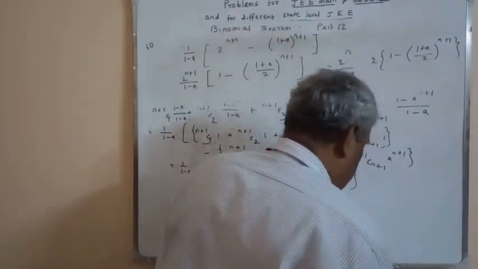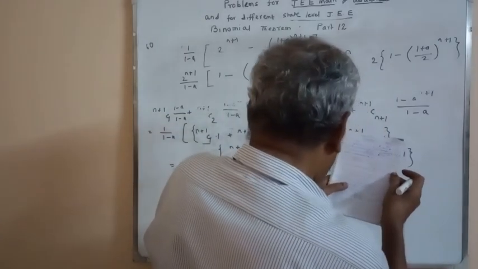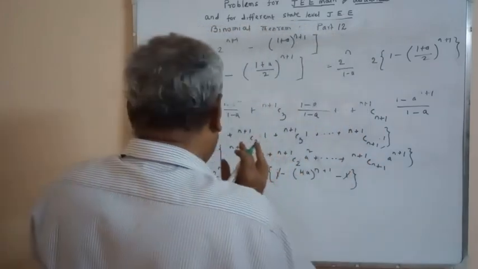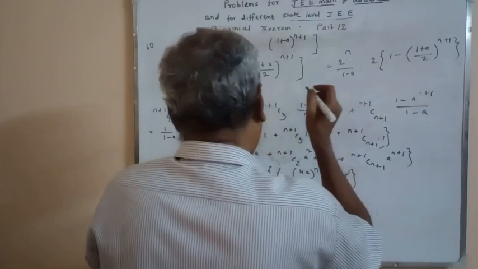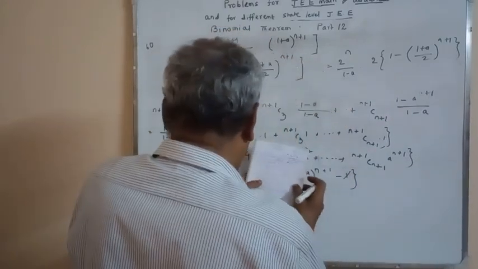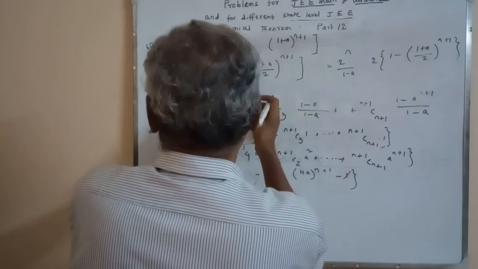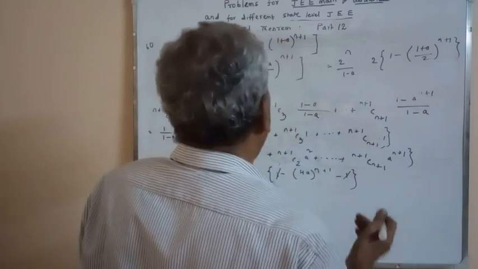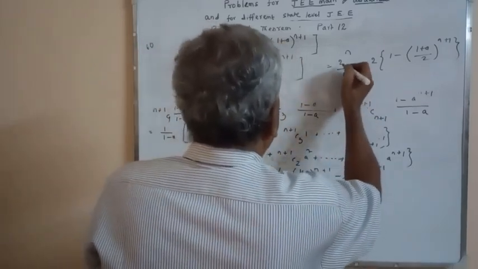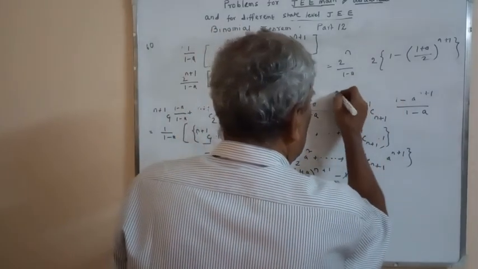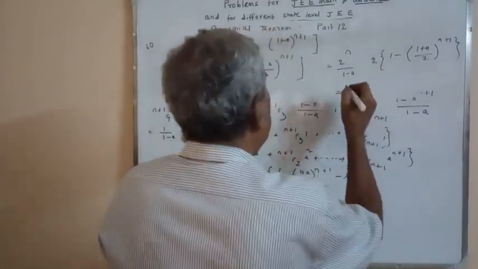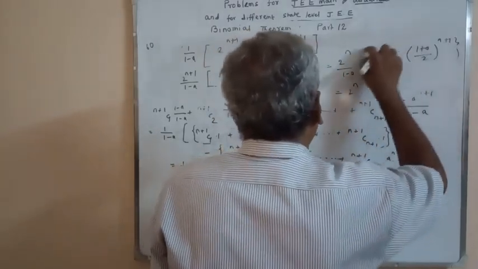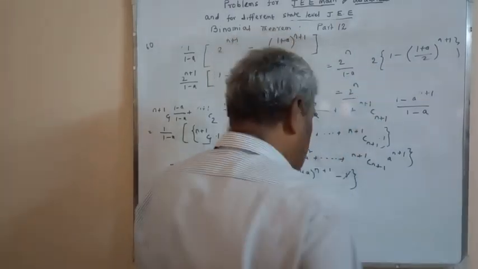So the answer is 2 to the power n into Tn. So Tn was there. So in our question, 1 by Tn into that series to prove that it is equal to 2 to the power n. So the real answer is 2 to the power n into this by that, which is Tn. So the answer is 2 to the power n.